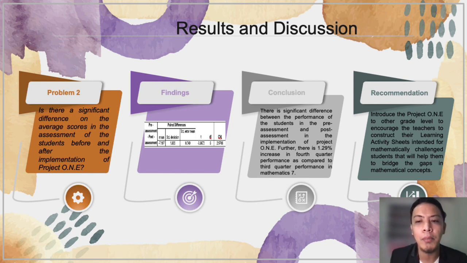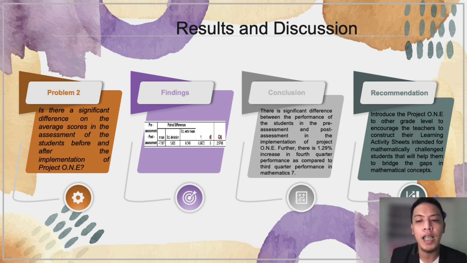This means that the implementation of Project 1 improved the students' numeracy, which further helped the teachers to bridge the gap in the learning competencies of the students in Mathematics 7. This merely proves that the one-to-one method of teaching, which is the main element of Project 1, is effective. It has been stated that one-to-one will allow the teacher to get to know the students and construct lessons tailored to their learning needs, as well as to motivate the students to take an active role in their learning and become more self-directed.